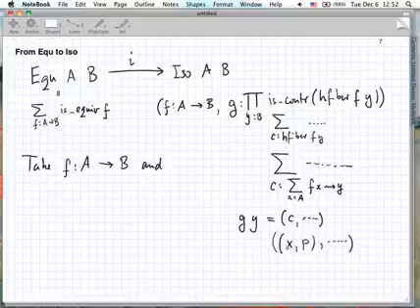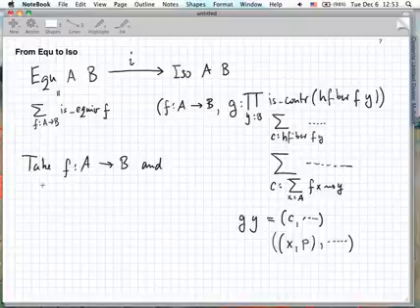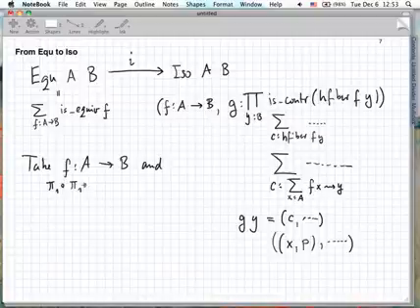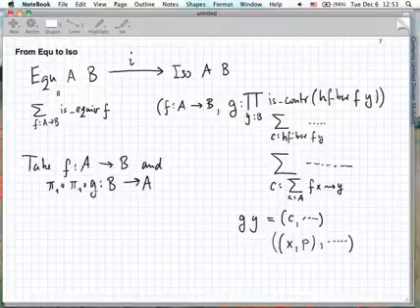So this is the first projection of the first projection. So this is just going to be the first projection of G. This is going to go from B to A. And now I have my candidate functions, and I would want to show that they actually do form an isomorphism.